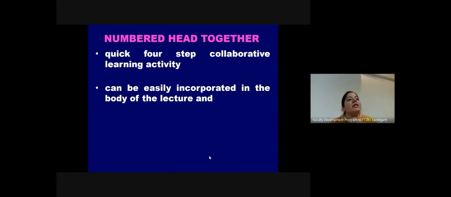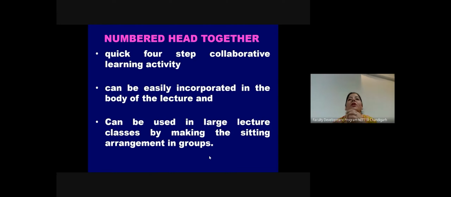So in any lecture for 10 to 15 minutes, we can incorporate the strategy, and it can be used in large lecture classes. So when we are using this kind of strategy, there is an infrastructure requirement also. So when students need to work in team or work in group, their sitting arrangement needs to be flexible enough. So infrastructure needs to be kept in focus when we are integrating this kind of technology.